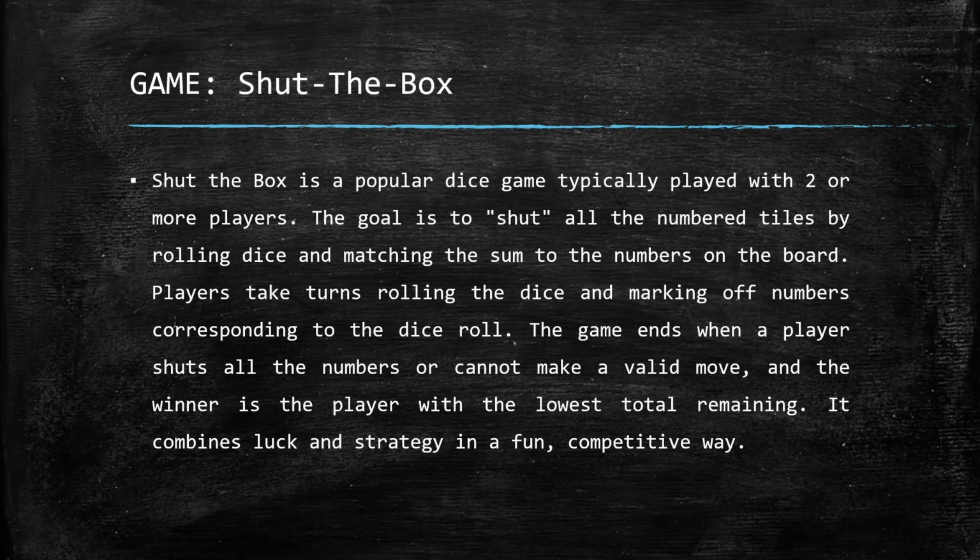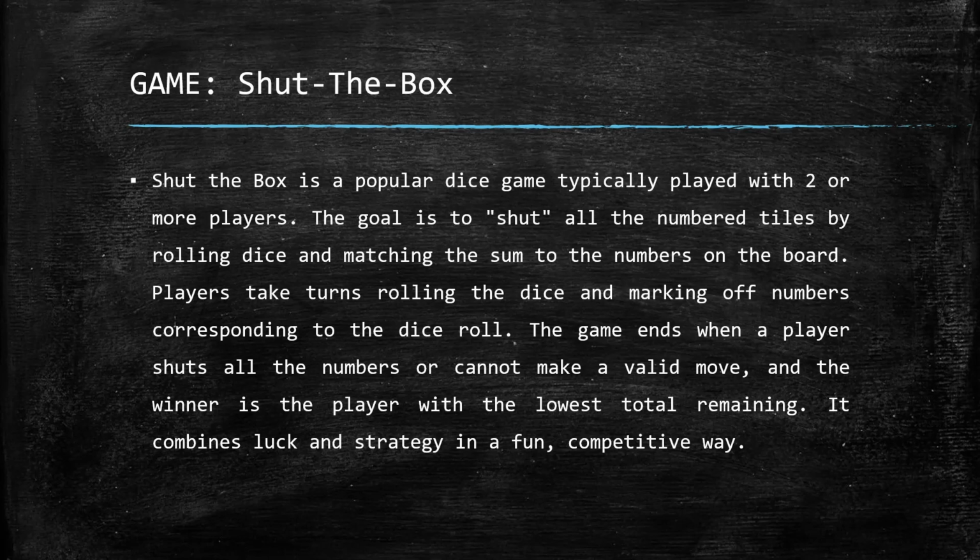The goal of the game is to shut the maximum number of numbered tiles or blocks by rolling the dice and matching the sum to the numbers on the board. Players take turns rolling the dice and marking off numbers corresponding to the dice roll. The game ends when a player shuts the maximum number of blocks or cannot make a valid move, and the winner is the player with the lowest total remaining numbered value. It combines luck and strategy in a fun, competitive way.